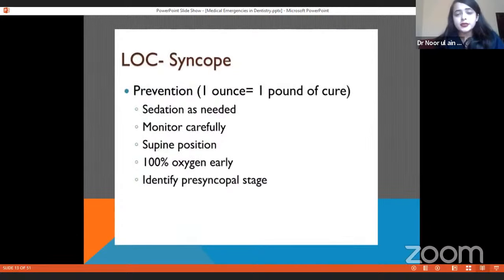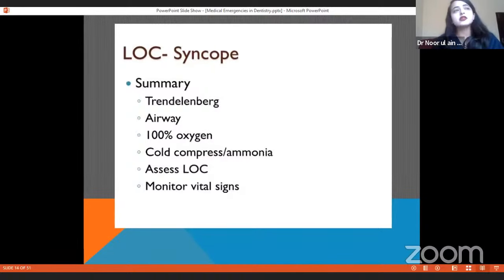So the prevention in syncope is sedation as needed, monitor carefully, and give the supine position to the patient. 100% oxygen will be maintained for the patient as soon as possible. Identify the pre-syncopal stage, because identification is a must. As long as you're not identifying what is happening with the patient, you cannot proceed with the treatment.